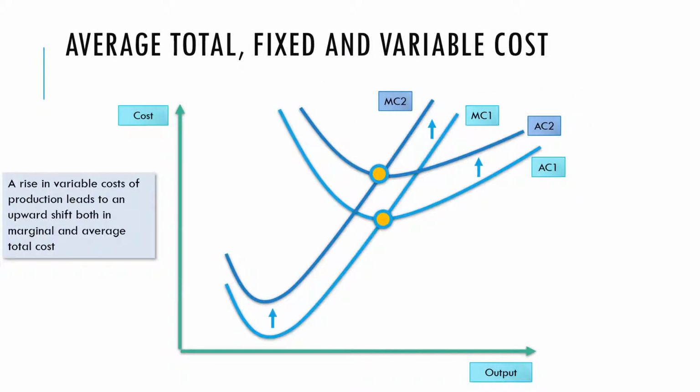However, if we do have a rise in variable costs, then this will affect both the average cost curve and the marginal cost curve. So here we can see we had a change in costs. The average cost curve has shifted up. And if that has happened as a result of a change in variable costs, it will also shift up the marginal cost curve. So let's take this one down. A rise in variable costs of production leads to an upward shift in both marginal and average total cost.